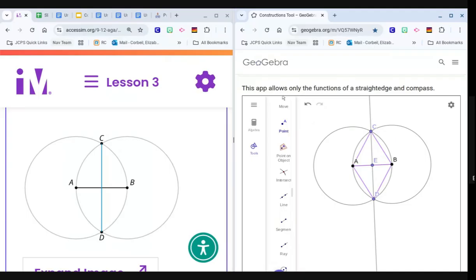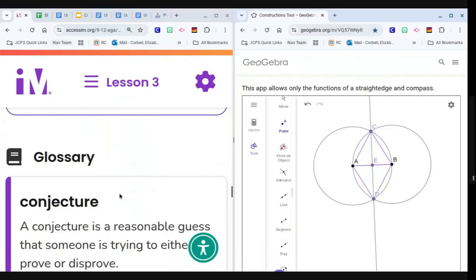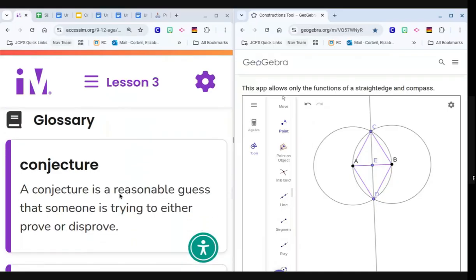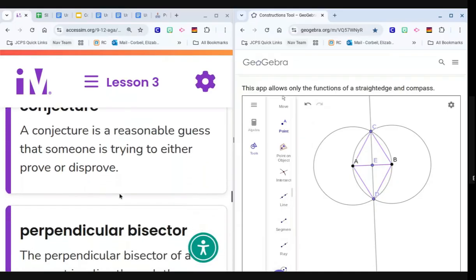You will reconstruct this in your IXL homework assignment today. You do not have to draw the segments from A to C and B to C, but you will certainly need to draw the points of A, B, C, and D in order to fulfill the requirements in your homework assignment. As always, I want you to check through the glossary of your notes to be sure that you are familiar with your vocabulary.